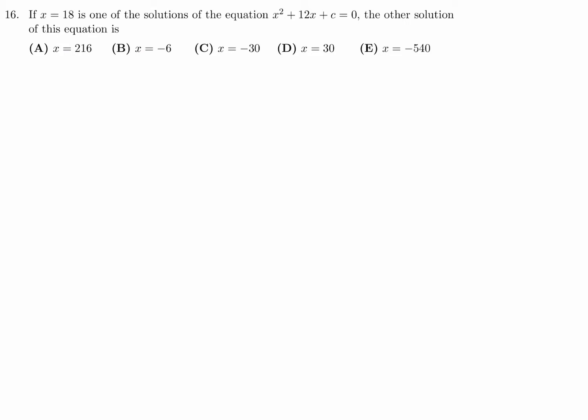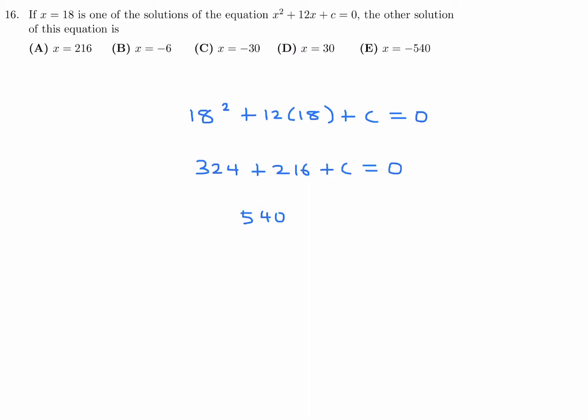If x equals 18 is one of the solutions of the equation x squared plus 12x plus c is 0, the other solution is. Well, let's substitute in x equals 18 first to get an idea of what c is. So this will be 324 plus 216 plus c is equal to 0. So that means we have 540 plus c is equal to 0. So c is equal to minus 540. So now we can put that back in to get x squared plus 12x minus 540 is equal to 0.